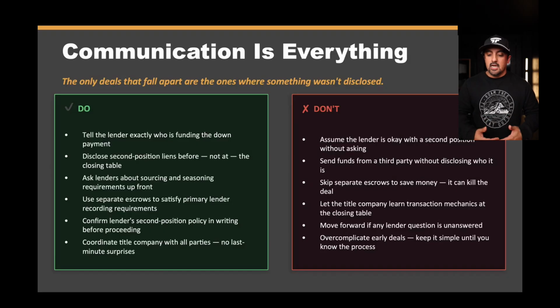You also have a transactional lender and you have to be able to communicate with them as well. Telling the lender exactly who's funding the down payment, disclosing the second position liens, asking the lenders about sourcing and seasoning, separating escrows to satisfy the primary lender requirements, confirming lender second position policy, coordinating the title company. These are all communications that have to happen, right? This is called disclosing. As long as you're disclosing all of your intentions for that property, people will give you the answers you need.